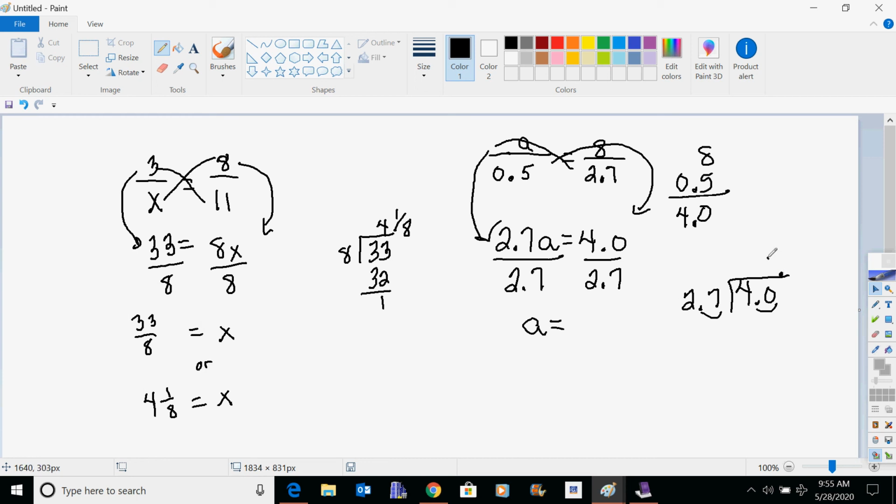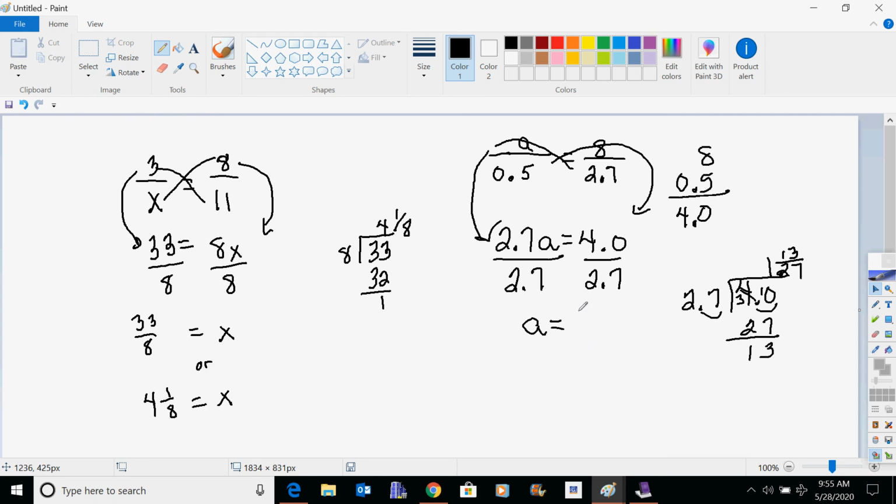27 goes into 40 one time. When we subtract, we get 13. I don't want to bring down zeros. Quite honestly, I would rather make this a mixed number. So I've got down here to the ones place. All I have to do is then put 13/27. Now this is one where your mixed number may not pop out at you.